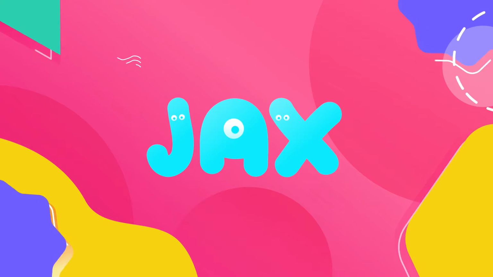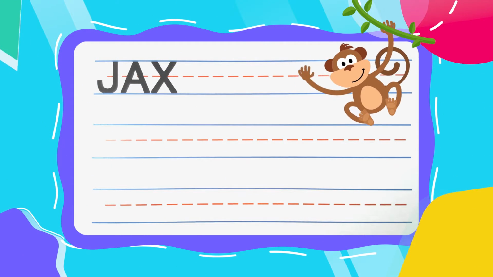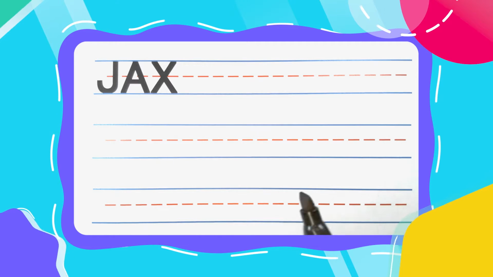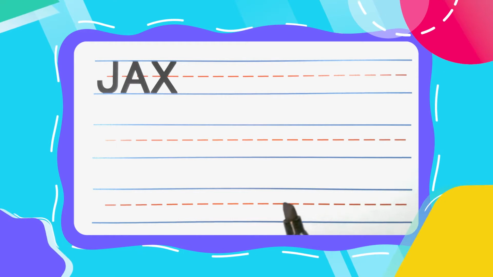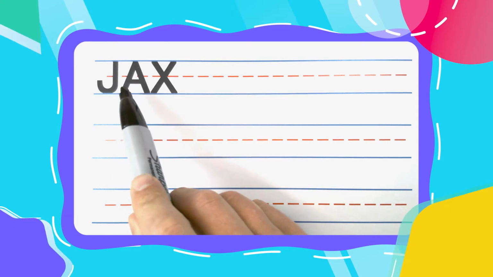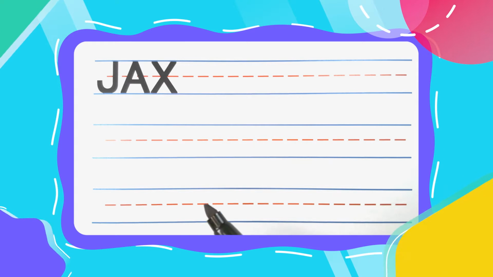Today we're going to write the great name JAX. Is your name JAX? If it is, you've got a really great name, and I'm happy you're here to learn how to write it with me today. JAX is spelled J-A-X. Now let's get started writing it.